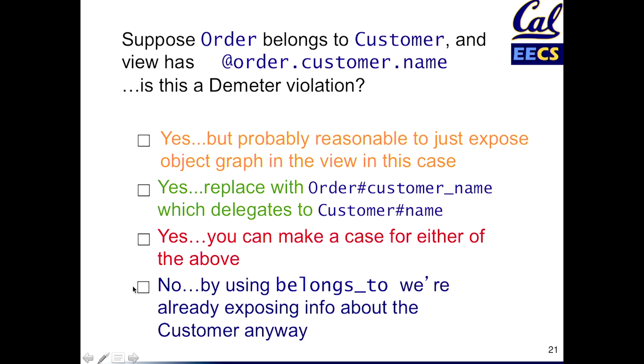Or you could disagree and think that, no, actually, this isn't really a Demeter violation, because just by having said that order belongs to customer, we're already exposing some information about the customer anyway. So no violation there. So which of these?